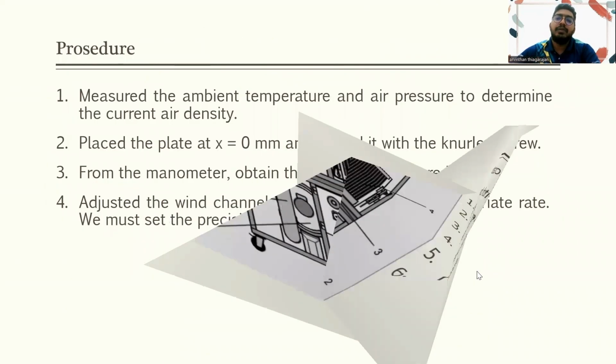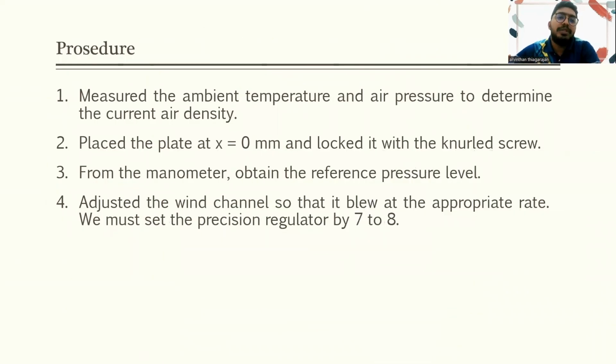The next is the procedure. First, we have to measure the ambient temperature and the air pressure to determine the current air density. Why do we have to do this? Because we have to use the current density to make our final answer precise. If we forget to do this, our answer will be slightly different.